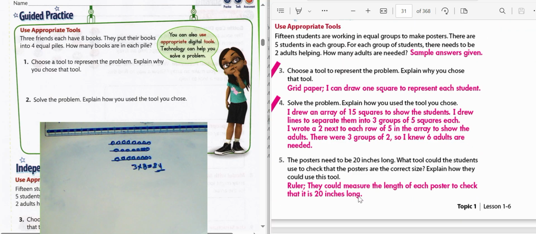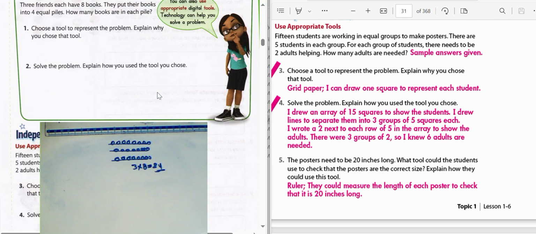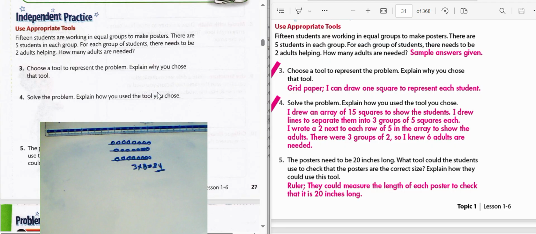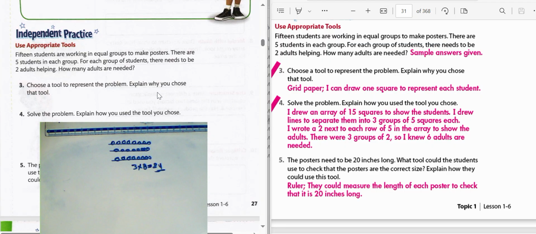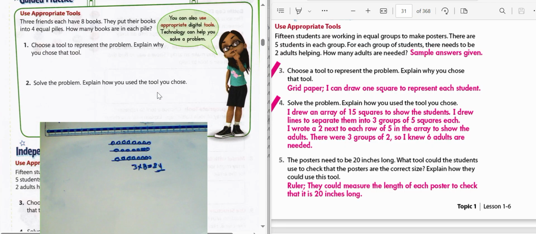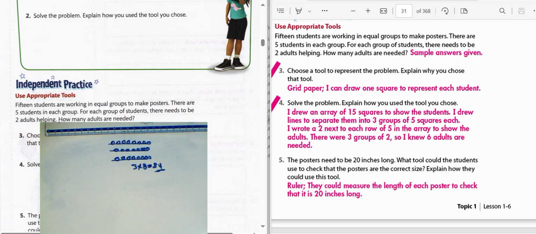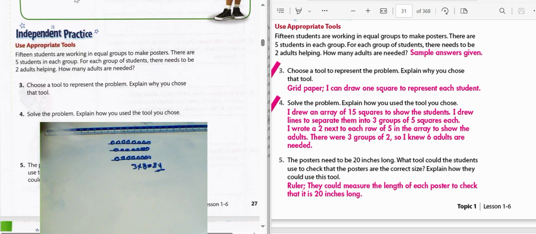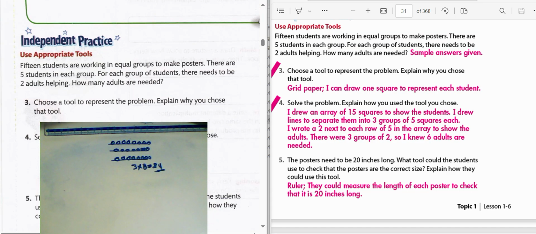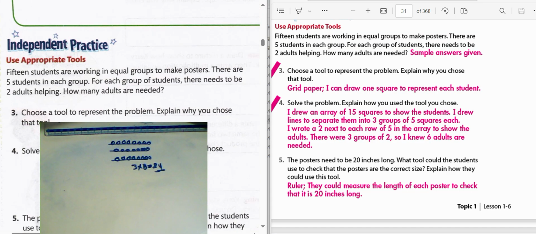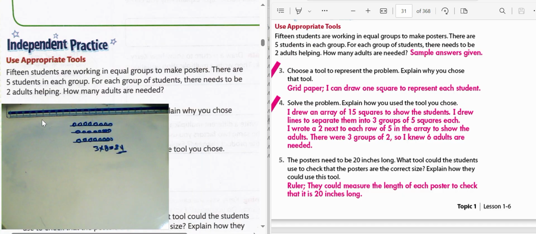Okay, next question. What is the practice? Here, use properties here. Question number 2. Okay, independent question. Use tools to find the answer, like this. Look at this question.